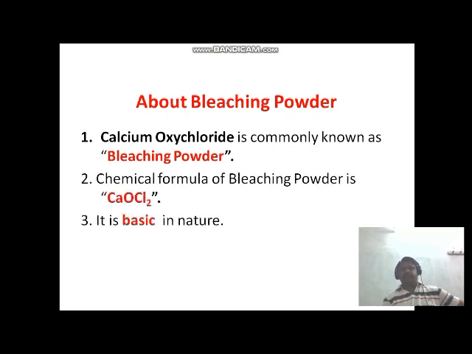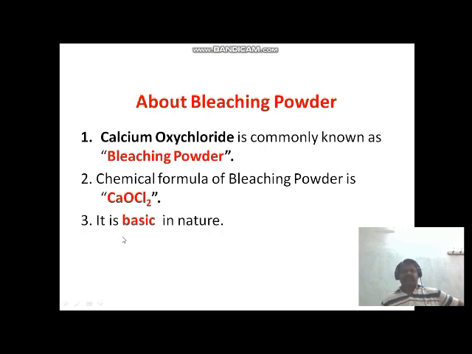Second point, the chemical formula of the bleaching powder is CaOCl2. OCl2 is known as oxychloride, and Ca is nothing but calcium. So in total, calcium Ca and oxychloride OCl2.